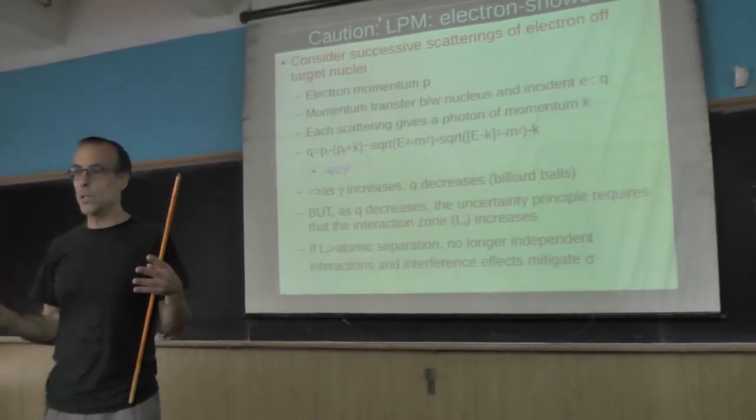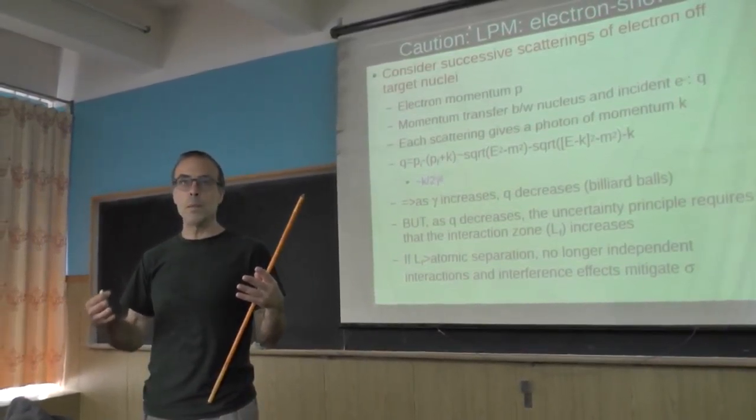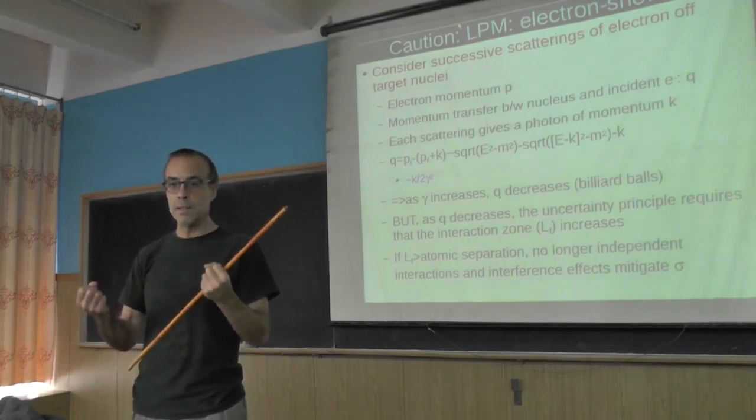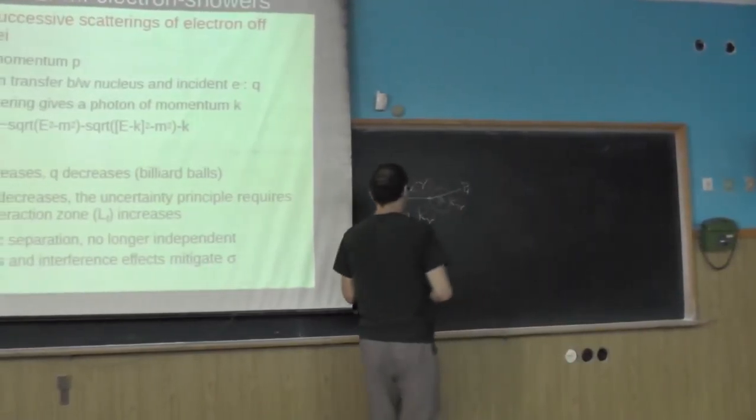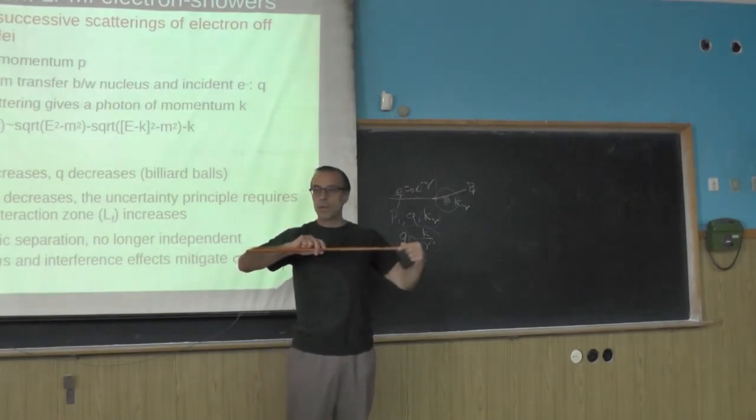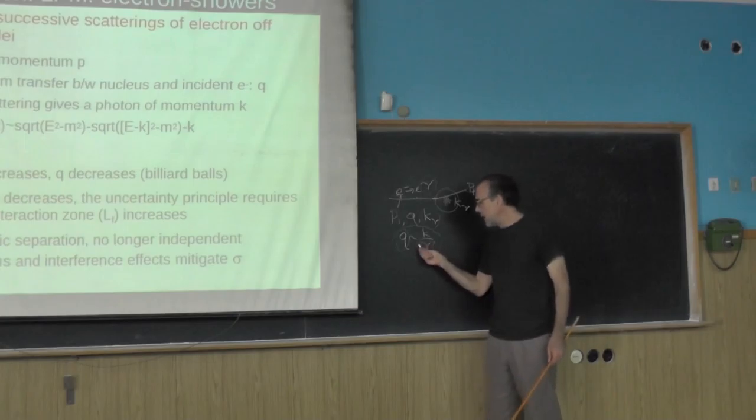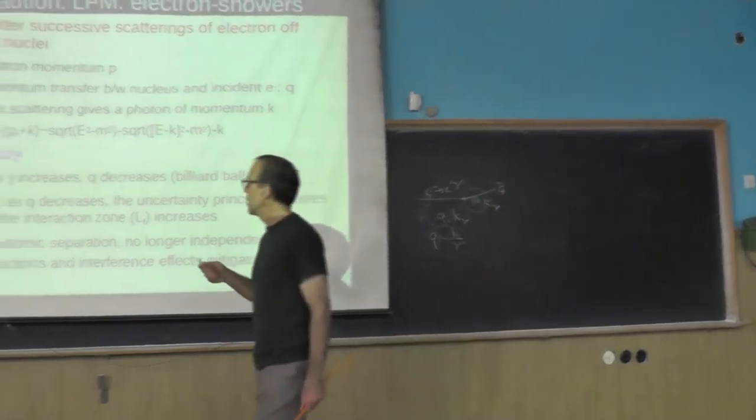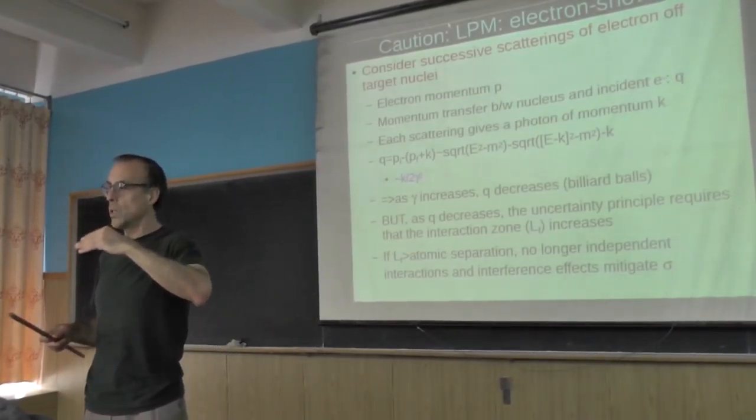For standard physics introductions, you talk about billiard ball physics. Billiard ball interactions. If I think about this in terms of billiard ball interactions, the higher the energy of the incident particle, the smaller the fractional momentum transfer to the target. Now, the problem is that as gamma gets very, very big, q gets very, very small. So the momentum transfer gets very, very small, and the entire scale of both momentum transfer as well as the emitted photon energy also go down.